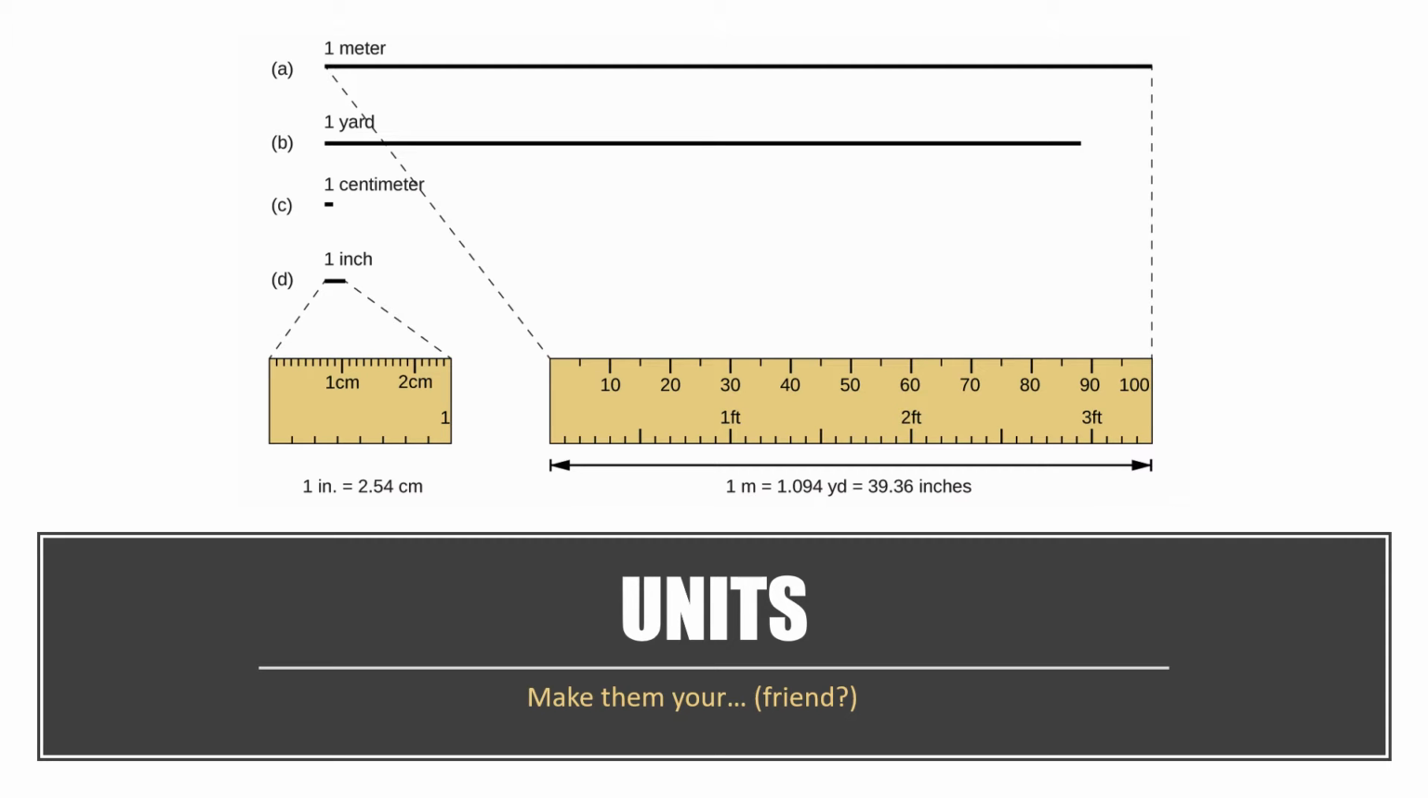A super important thing to understand in chemistry is units. You really need to master units in order to be able to do the calculations that are going to be part of the course throughout the course. So I would say that units, you have to make them your friend. And I mean that. You really need to make them your friend. You need to become conversant with them. You need to understand them. You need to know them.